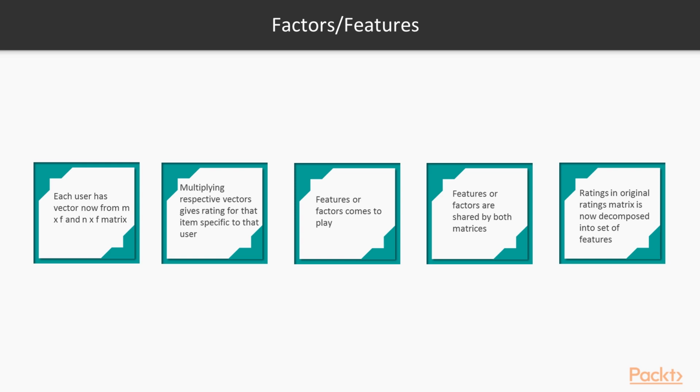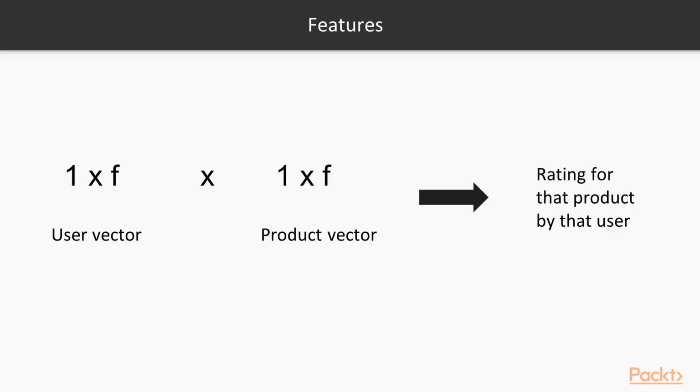Can you guess why? Here is where the features or factors come into play. The features or factors are shared by both the matrices. The ratings in the original ratings matrix are now decomposed into a set of features. Thus, when we multiply the user vector 1 into F with the product vector 1 into F, we get a scalar value, which is the rating for that product by that user.